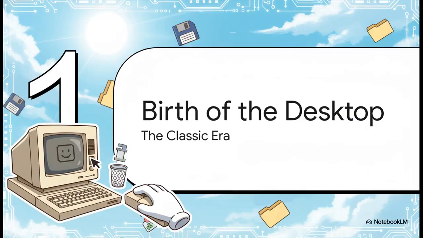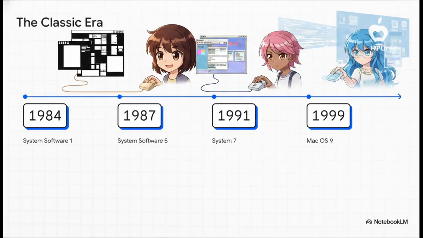Part 1. Birth of the Desktop, the classic era, spanning 1984 to 2001. Our journey kicks off with System Software 1 back in '84, which was designed around that brand new one-button mouse, and builds all the way up to macOS 9 in 1999, the final bridge out of the classic era.